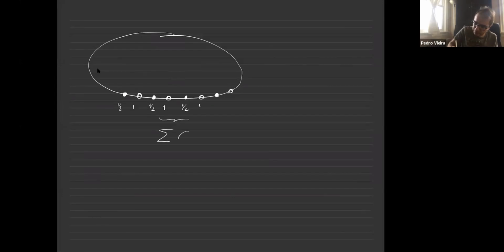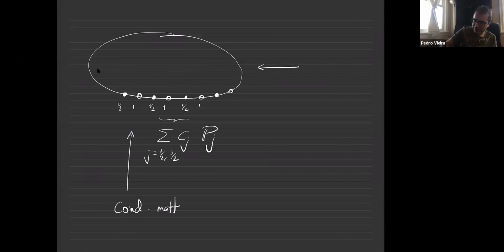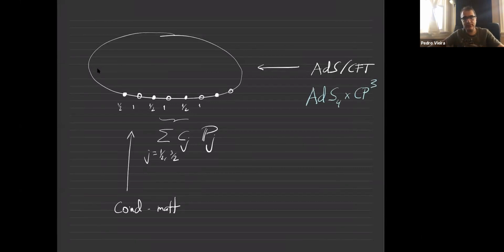Now here, I would have a sum of C_j times projector P_j, but now j can be 1/2 or 3/2, for example, in this case, right? Because I add up two spins and now I can have 1/2 or 3/2. So the answer is yes, you can definitely have these alternating spin chains. They do show up in condensed matter, obviously. And they show up also in AdS/CFT. I gave you an example of AdS/CFT, these strings in AdS5 times S5. They show up, for example, in strings in AdS4 times CP3, where you get these alternating spin chains. So it's true.